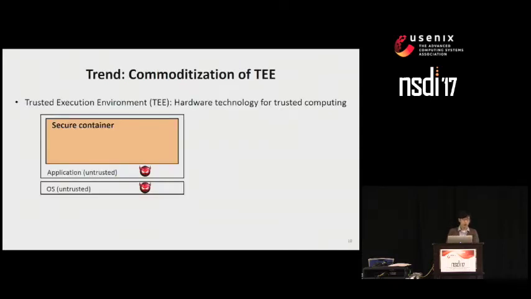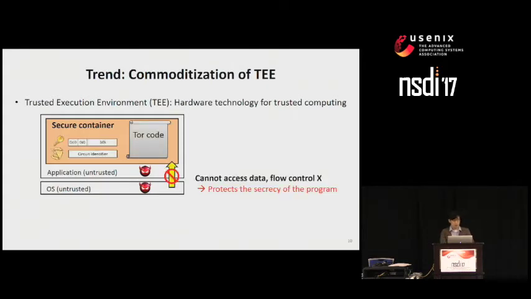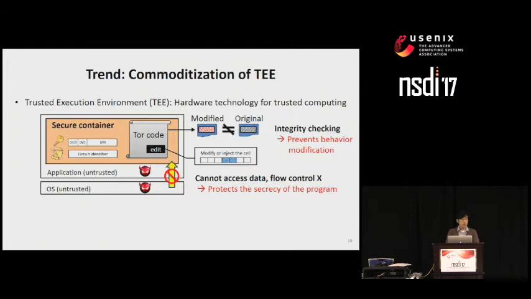In this work, we propose an approach that leverages a trusted execution environment on Tor. A trusted execution environment, called TEE, provides a hardware-based mechanism for trusted computing. During the execution, the secure container protects the code and data of the program, even from privileged software. Also, it is possible to detect modification of the program by checking its integrity. Therefore, TEE can offer the fundamental low-level trust to protect the secrecy of Tor while ensuring its integrity.